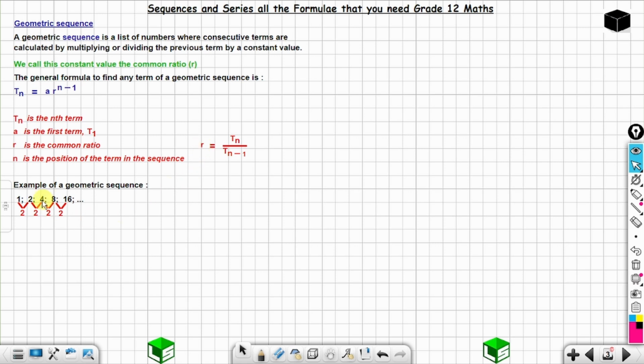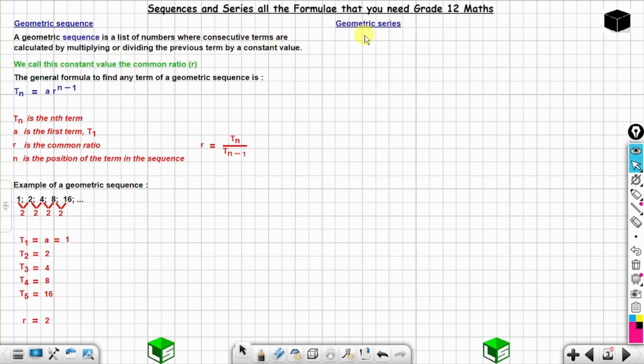In this example, T1, which is equal to A, is equal to 1. T1 or A is always the first term. T2 is equal to 2. T3 is equal to 4. T4 is equal to 8. T5 is equal to 16, and so on. And the common ratio is equal to 2, the constant value which is used to find consecutive terms.